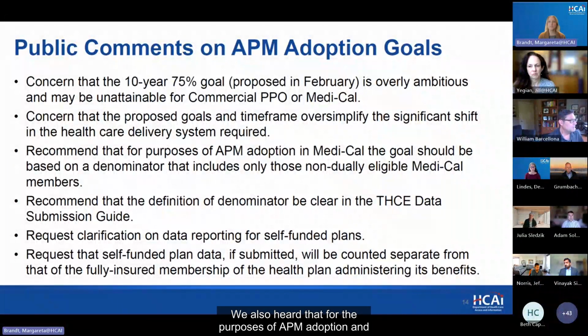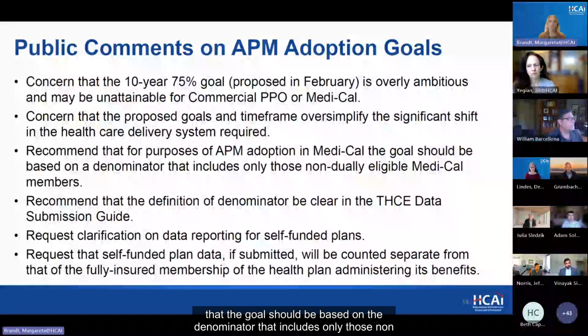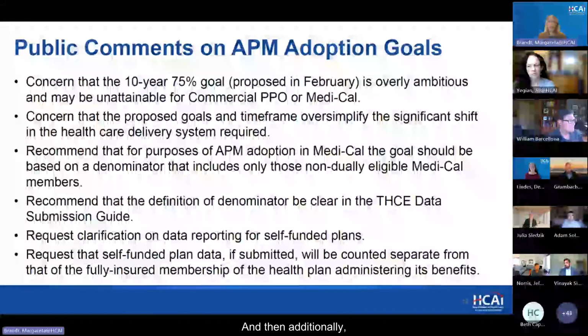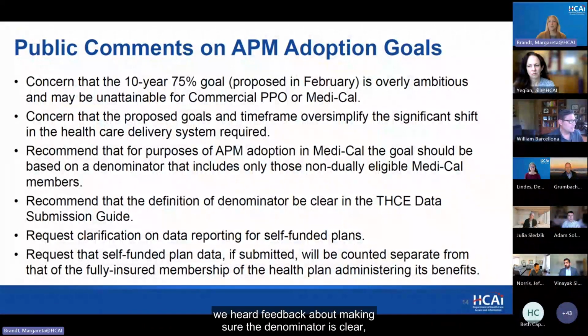We also heard that for the purposes of APM adoption in Medi-Cal, the goal should be based on a denominator that includes only those non-dual eligible Medi-Cal members. And then additionally, we heard feedback about making sure the denominator is clear, as I mentioned on the previous slide. And then also requesting clarification on data reporting for self-funded plans, and that self-funded plans, if submitted, would be counted separately from the fully insured population.